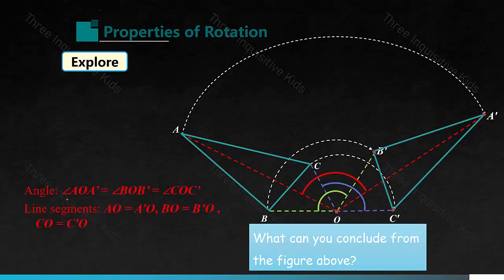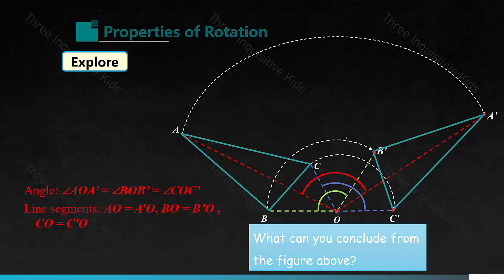Here we have angle AOA prime. So it's this red angle, OA prime. And that equals angle BOB prime, the green angle, which equals the blue angle also. And CO is equal to C prime O. And the line segments are also the same. AO and its corresponding point connected to O is the same. BO and the distance from its corresponding point to O is also the same, and same for C.